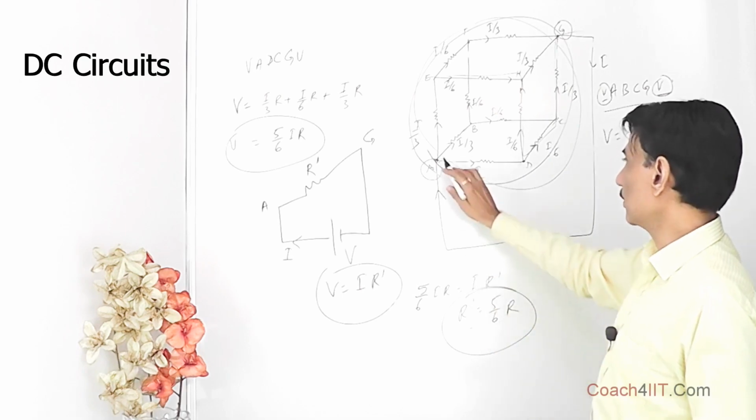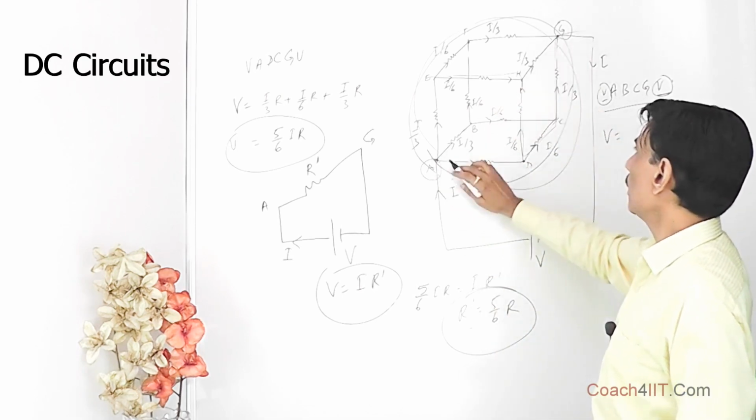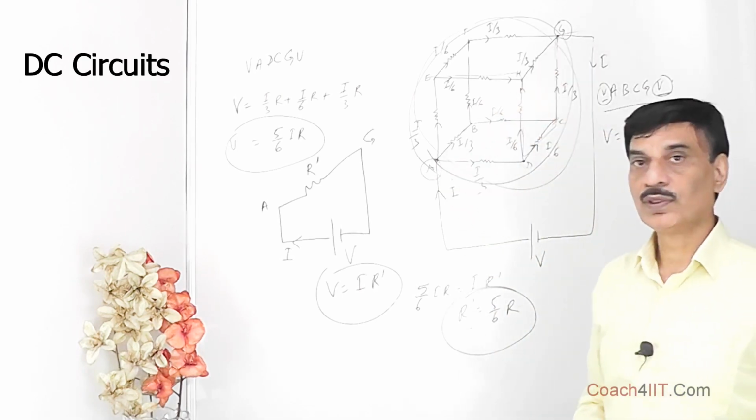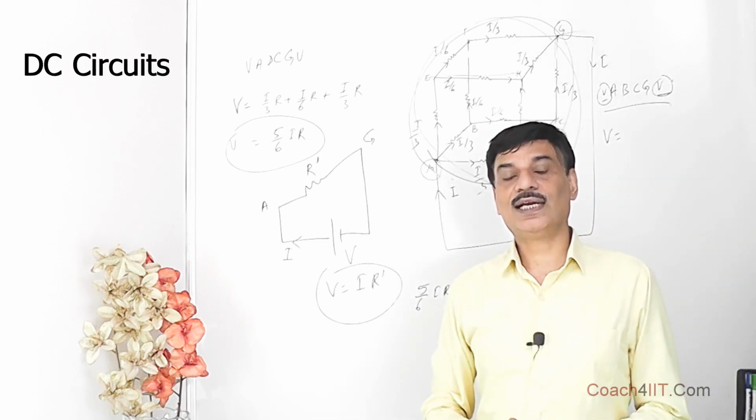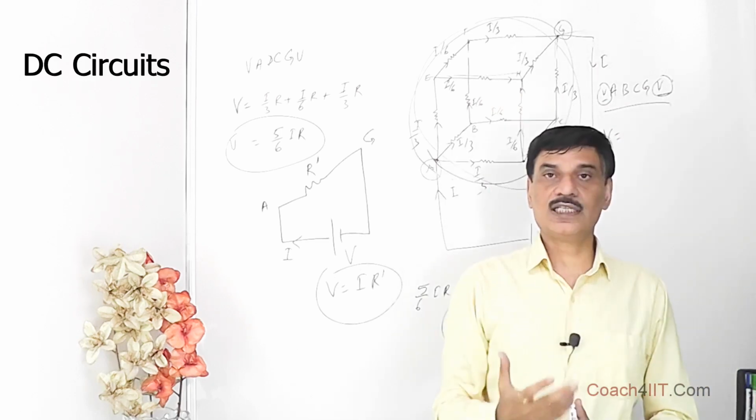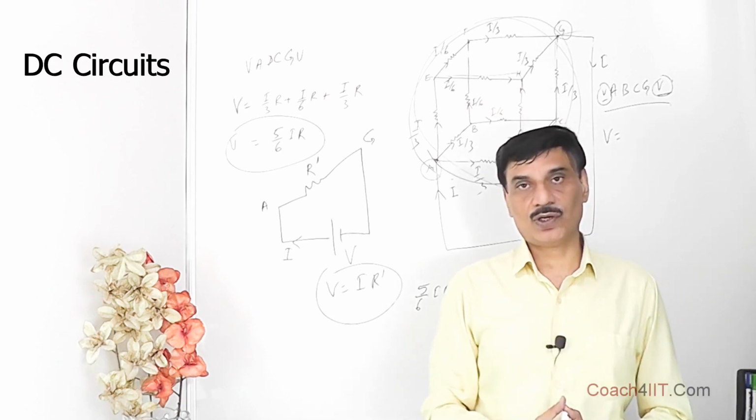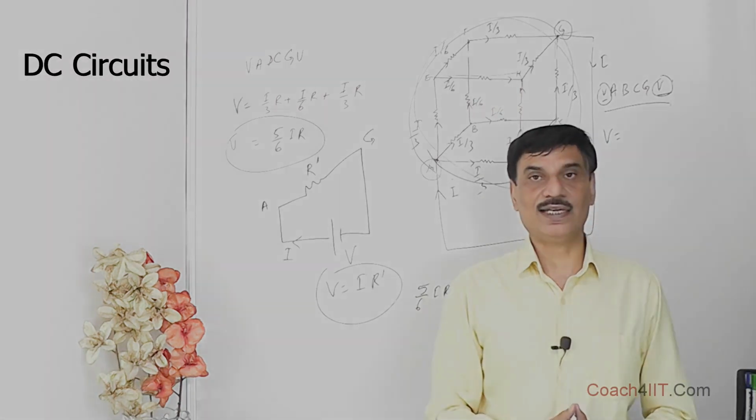So R dash is the equivalent resistance between A and G of this cube, where all the edges have a resistance equal to R. This way we can use the Kirchhoff laws and the method of symmetry to find the equivalent resistance.